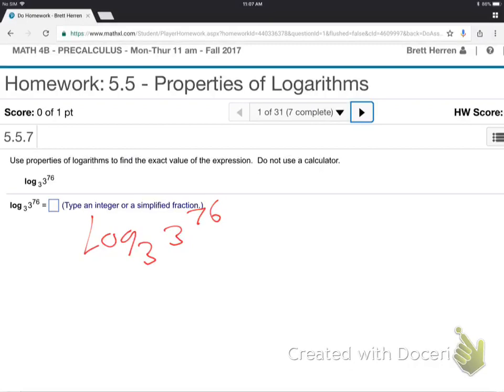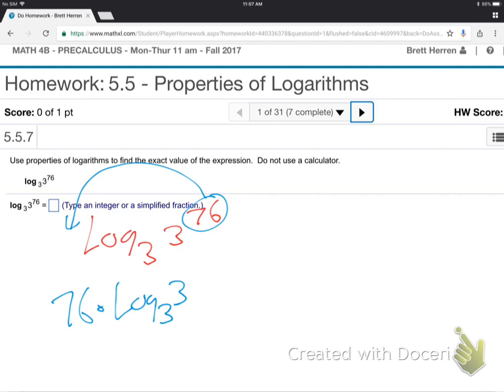Let's do this problem. They want me to use properties. What can I do with that power? It just comes down to the front, doesn't it? 76 times log base 3 of 3. Good so far? Powers come down to multiplying. That's property 3. Powers just come down to the front.